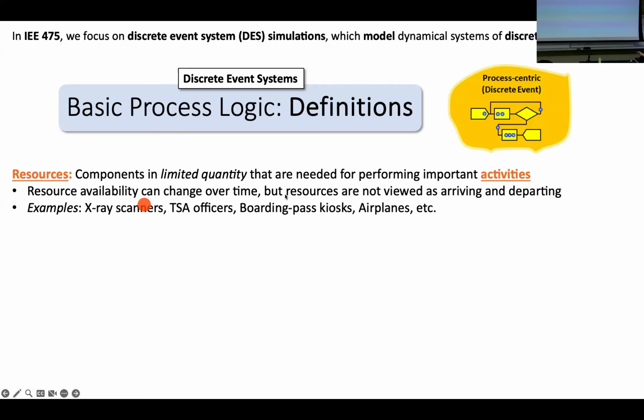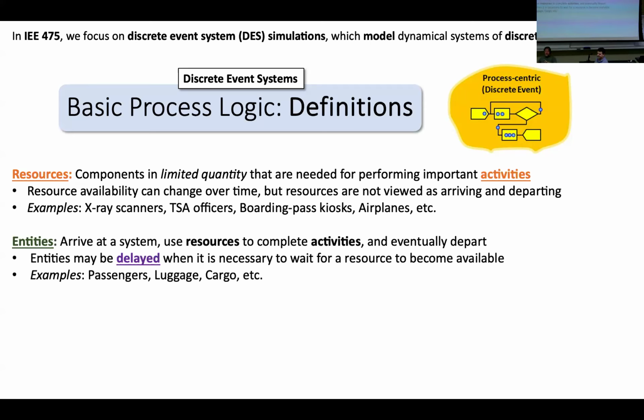So document checkers, X-ray scanners, boarding pass kiosks, airplanes themselves, classrooms, seats in the classroom. If you come into the classroom and there's no seats available, you have to wait for someone to leave a seat before you can take it. The seats are always in the classroom. The students are what's moving in and out of the classroom. Students have to wait on seats. Seats don't have to wait on students. So if it's a resource, it's not waiting on anyone. If it is being waited on, it's probably a resource. In contrast, entities.